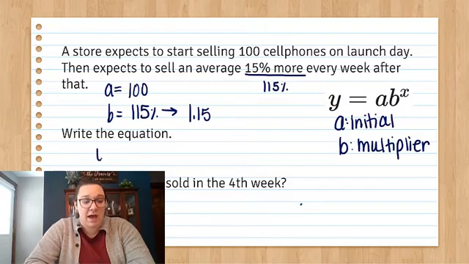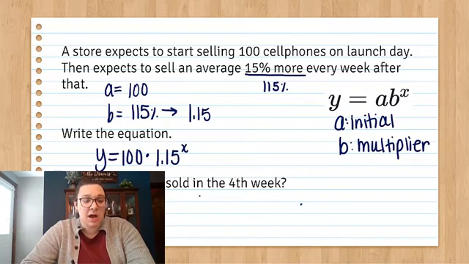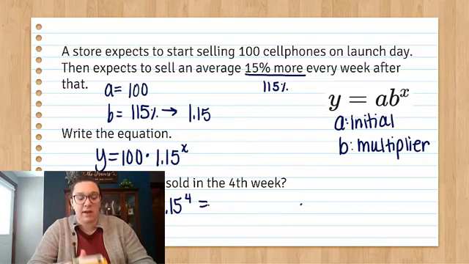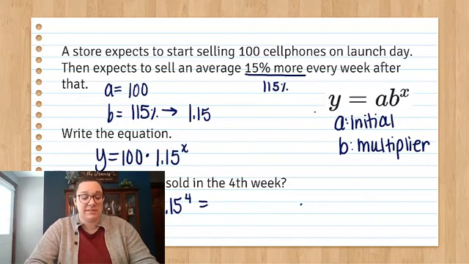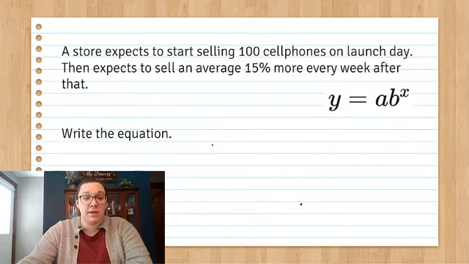Let's write the equation. We have y equals 100 times 1.15 to the x. Next, I want to find out how many will be sold after the 4th week. Now let's see, if we put a 4 into this spot, we'd have 100 times 1.15 to the 4th. I'm just going to use my handheld calculator this time for ease of writing it on screen. I've got 100 times 1.15 to the 4th, which I get 174.9. So I know this is a decimal, but these are all approximations, so it's okay if we leave a decimal in for now.